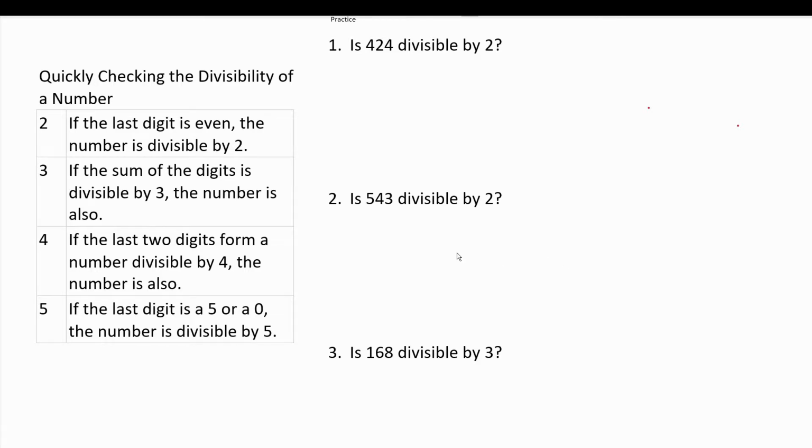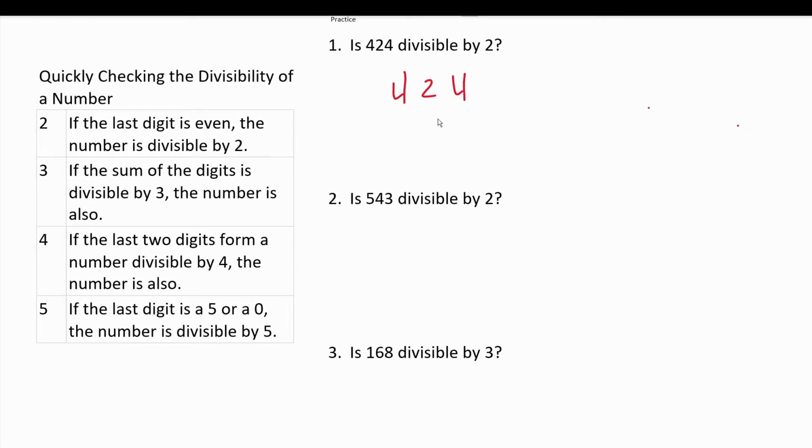And as you can see, we have rules that help us do that. So this first rule says, if the last digit of a number is even, the number is divisible by 2. So let's take a look at a few examples of this.